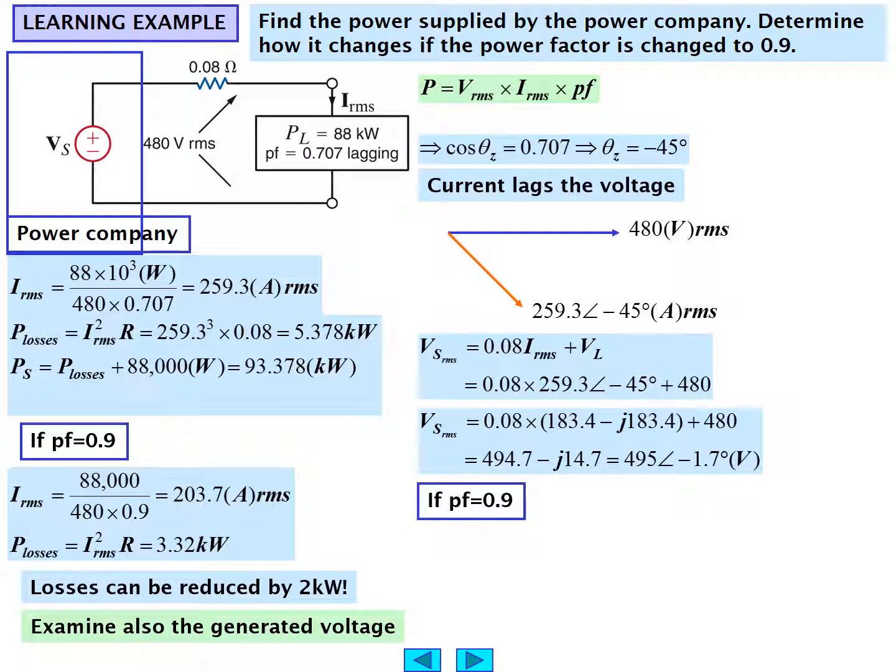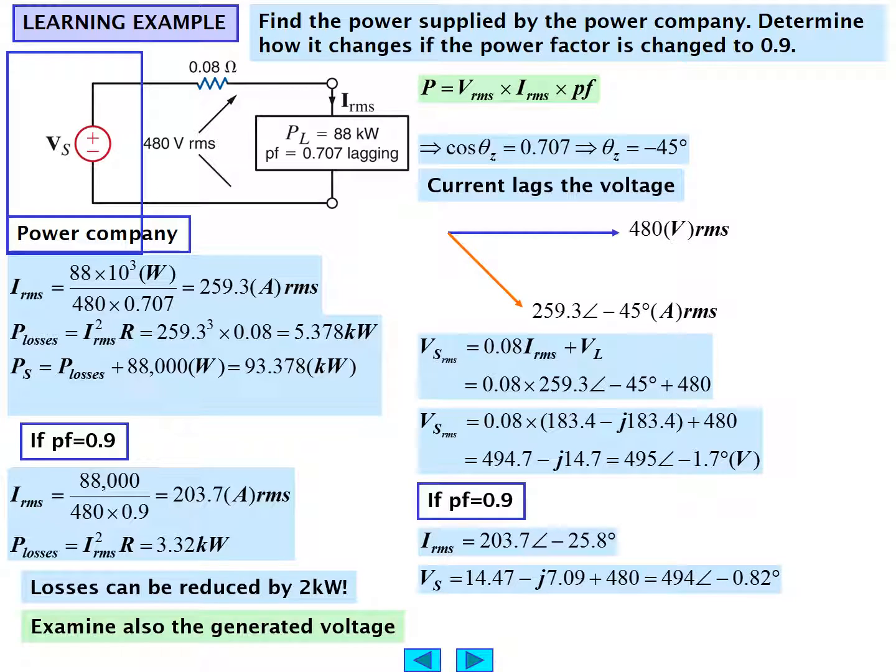And if the power factor is 0.9, we find that the calculation then changes. You should verify this. And we get 494 angle minus 0.82 degrees. So essentially the voltage from the generating source will actually slightly be lowered if we can increase the power factor. Not only will our losses be lower, but the power company will be much happier providing less V sub S than it did before.